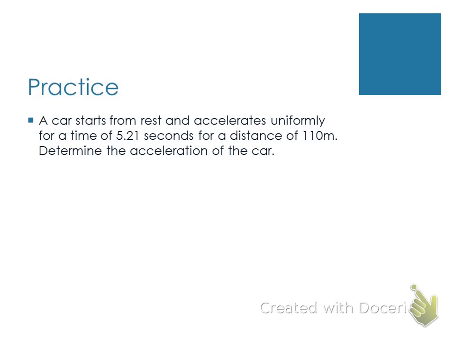All right, let's try a couple now where you get to pick the variables, you get to pick the equation, and we'll see if we can do it. Car starts from rest and accelerates uniformly for a time of 5.21 seconds for a distance of 110 meters. Calculate the acceleration of the car. When it tells us it accelerates uniformly, all that's telling us is that it has constant acceleration over that time, which means we can use our kinematics equations, because we have to have constant acceleration.